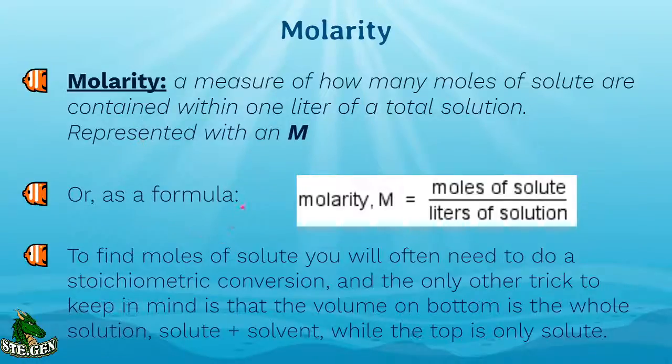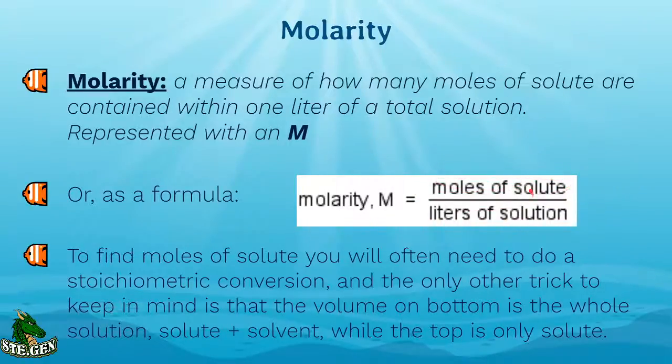So to find moles of solute, you'll often need to do a stoichiometric conversion. So you'll convert your grams to moles and then put moles over liters. The only other trick to keep in mind is that the volume on the bottom is the volume of the whole solution, the solute plus the solvent, while the top is only solute. That'll only really come up in super tricky problems that I'm probably not going to have enough time to give you.